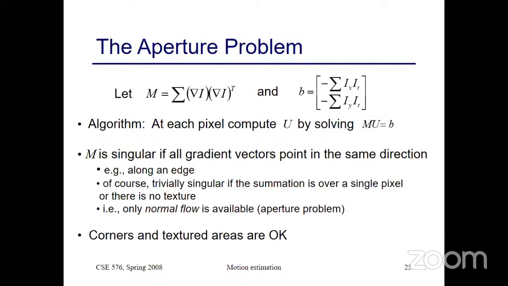Okay, so the nature of M here will be like this. M will be singular, right, if all the gradient vectors point in the same direction. So when they point in the same direction, when it is along an edge, because when it is along an edge, what happens? It doesn't have any other direction, it has to point only along the edge alone, right? So there you actually conclude that you are landing with something called an aperture problem, right?